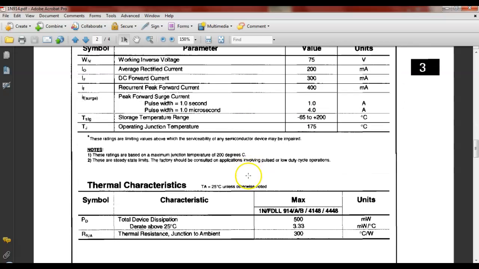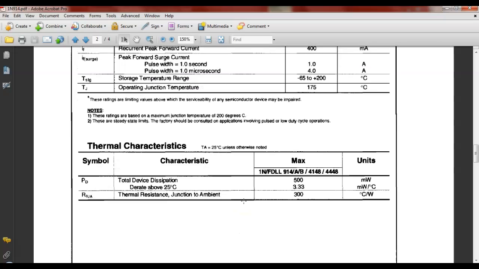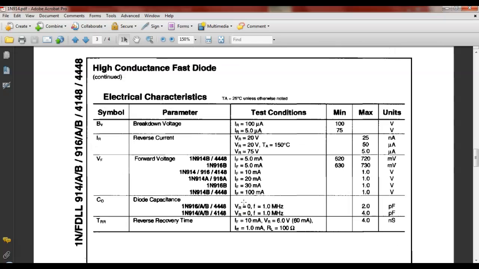So this guy here, let's see, duration, thermal characteristics, electrical characteristics. So the breakover voltage, 75 volts. Let's see, reverse current. So this is the leakage current. So at 20 volts, we'll get about 25 nanoamps at a temperature though. So it says 25 degrees centigrade.